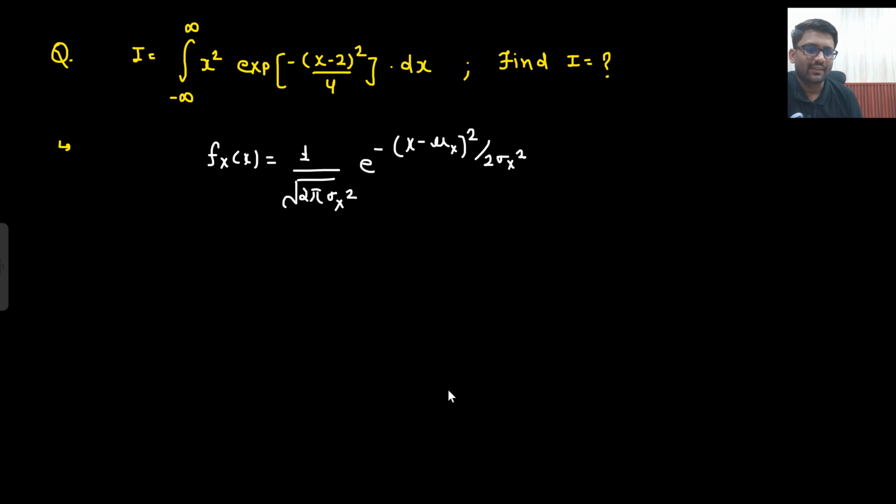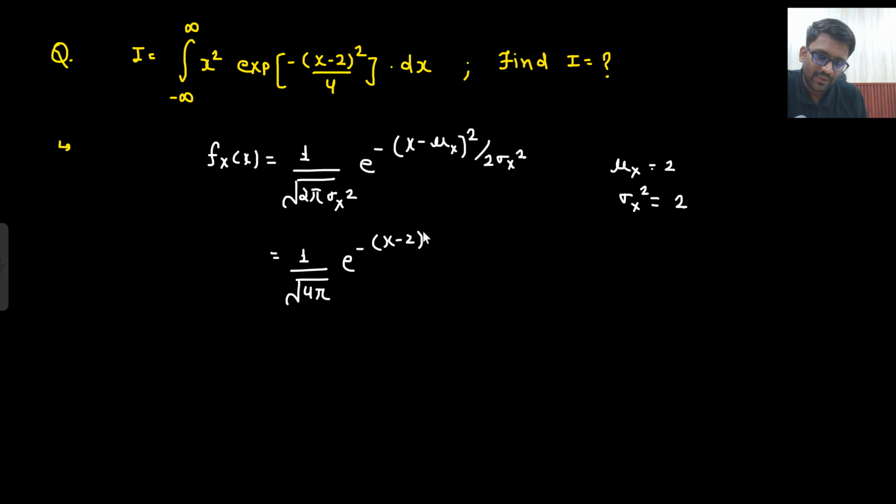And can I relate? Yes. What I can do? If I put mu x equals 2 and sigma x square also equals 2, what I can get? 1 upon under root 4 pi e to the power minus (x minus 2) whole square divided by 4. So this will be my fx of x.